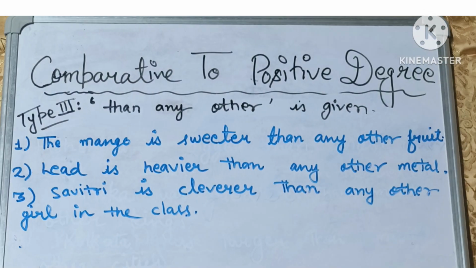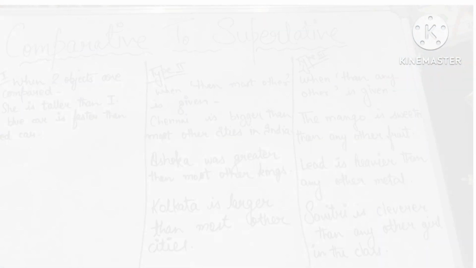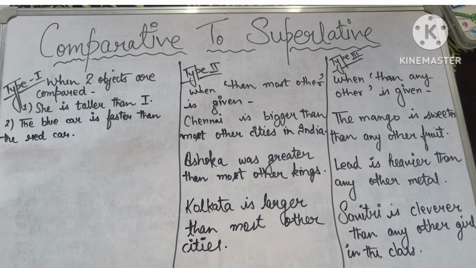So in this way, we have covered the topic of how to transform from comparative to positive degree. Now we are switching to the next topic. The same sentences are given, 1 to 8, and this time we have to change the degree of comparison to superlative. That means the first sentence says she's taller than I, so you have to bring tallest in place of taller. For sentence number 2, you have to bring fastest. In place of bigger, you have to write biggest, largest, greatest, and so on.